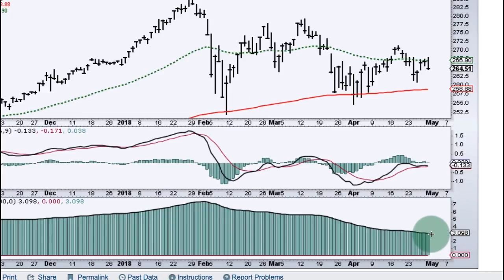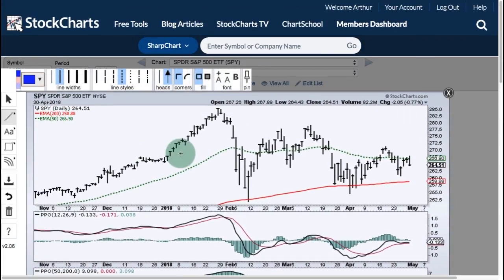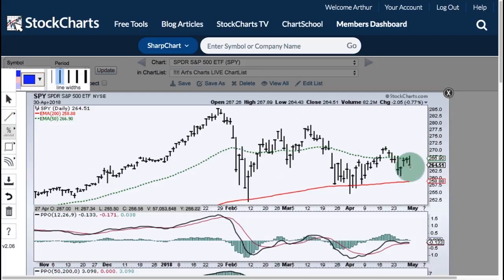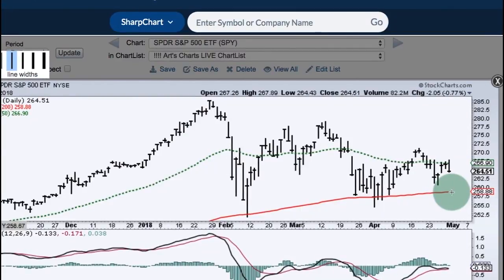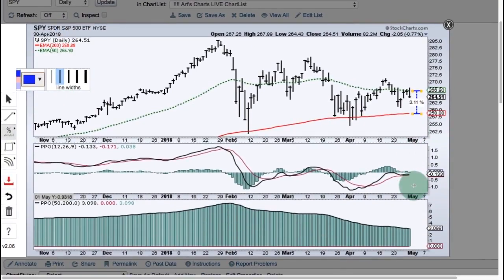That means the 50-day EMA is 3.1% above the 200-day EMA. And we can confirm that by going to the annotate button there and choosing percentage change. And if you measure the percentage change from that 200-day EMA, the red line, and I go up to the 50-day EMA, there you can see we're about 3.1% difference. And so that's what the PPO is telling you. And so I like to use that longer term PPO to get an idea of the long-term trend.